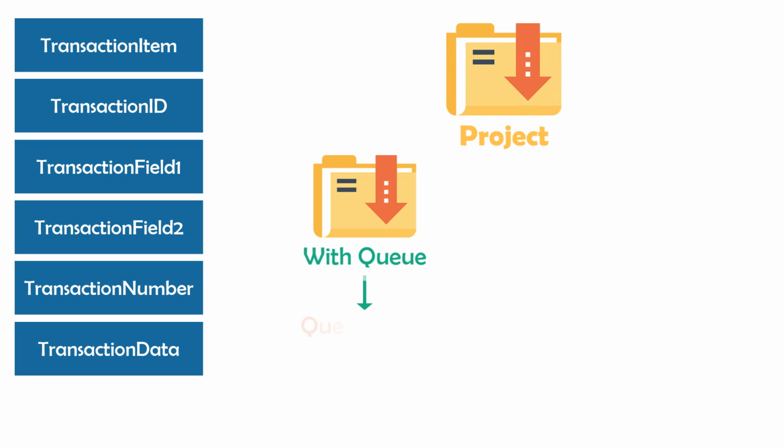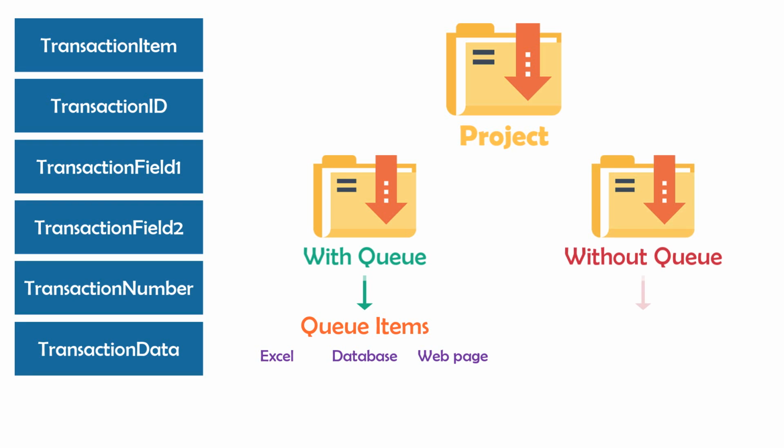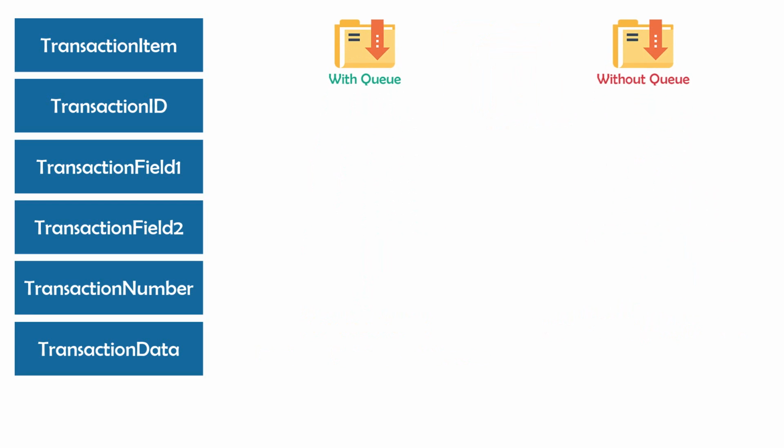In this queue we have the queue items, which we created using data from a source, like Excel, database, web page, etc. Or we have a project, which doesn't use a queue. So the items here come directly from the source, like reading a row from an Excel file, or getting data using API, or something else. So we have these two categories, either with queue or without queue. Let's first see the first category, project with queue.